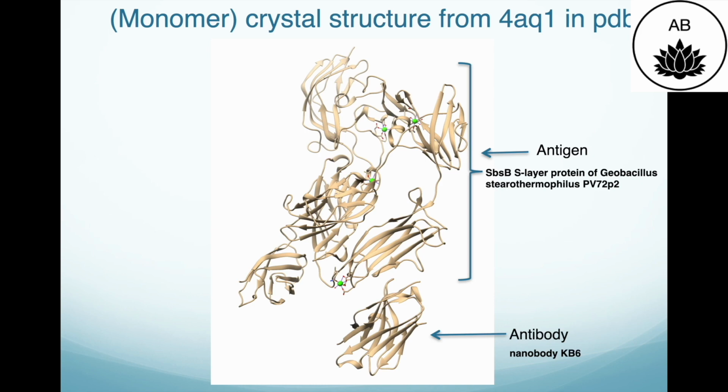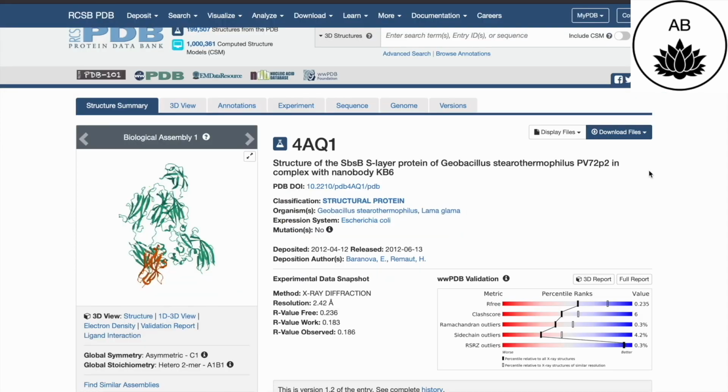The antigen is demarcated on top. It is the SbsB S-layer protein of Geobacillus stearothermophilus, and nanobody KB6 is right below. Something to notice in the 4AQ1 structure is that the antigen in green here is quite large and it looks almost like an antibody, whereas the nanobody here is in orange.